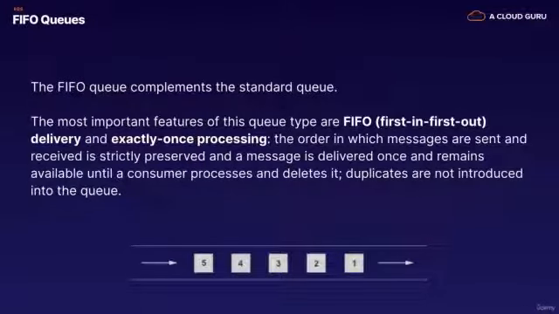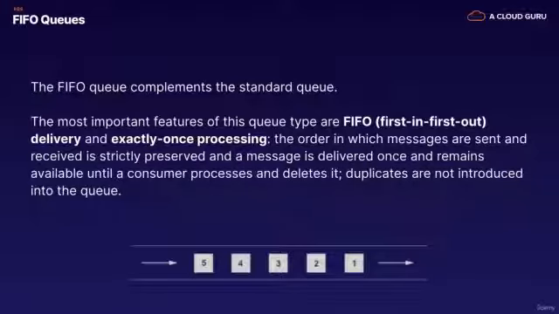So FIFO queues complement the standard queue. FIFO is essentially first in, first out. And the most important features of this queue type are FIFO, so first in, first out delivery, and exactly once processing. So the order in which the messages are sent and received is strictly preserved, and a message is delivered once and remains available until a consumer processes and deletes it. Duplicates are not introduced into the queue.